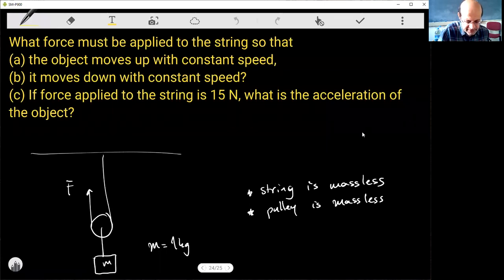I have a hand here. I don't know how to show my hand, so I can draw my hand like that. I'm pulling this string upward with a force F. I would like to know what the force should be if I want to move this load here, which is 1 kilogram, up with constant speed. In part B, I want to lower it down with constant speed. And finally, I'm going to look at the case where I'm pulling the string with a force of 15 newtons.